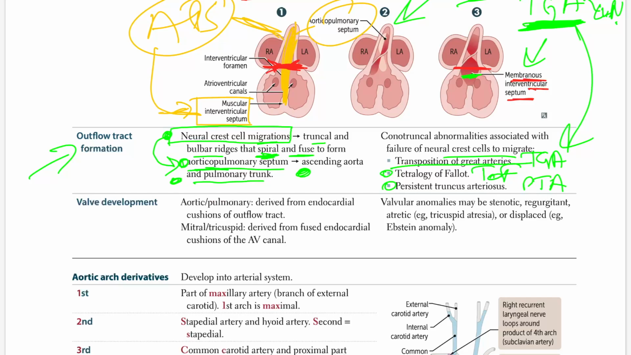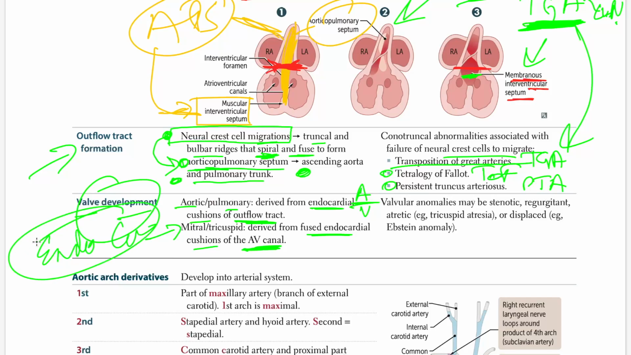Okay, now let's look at the valve development. What is the valve development? The aortic and the pulmonary valves are derived from those endocardial cushions that we were talking about, which were separating the atria from the ventricles, while the mitral and tricuspid are derived from fused endocardial cushions of the AV canal. So endocardial cushions are the outflow tract, and all endocardial cushion of the AV canal. But the important thing is valve development all occurs by endocardial cushions.